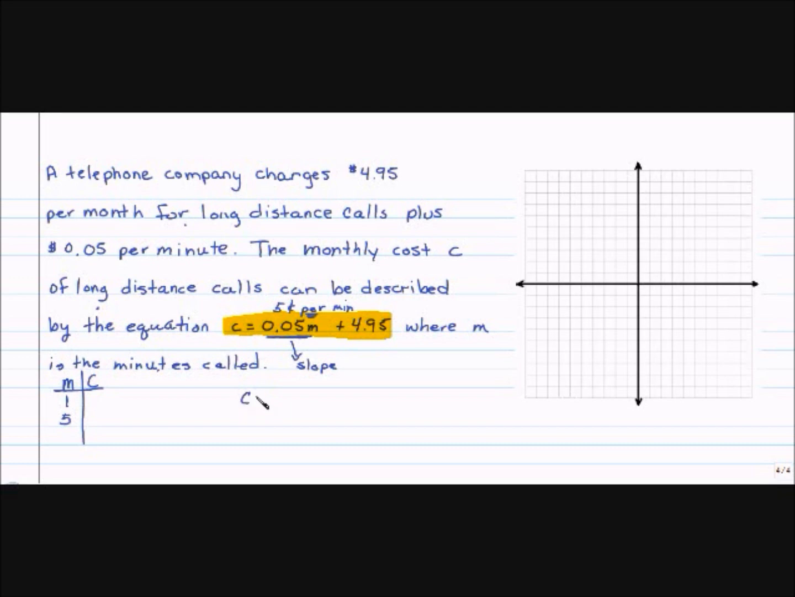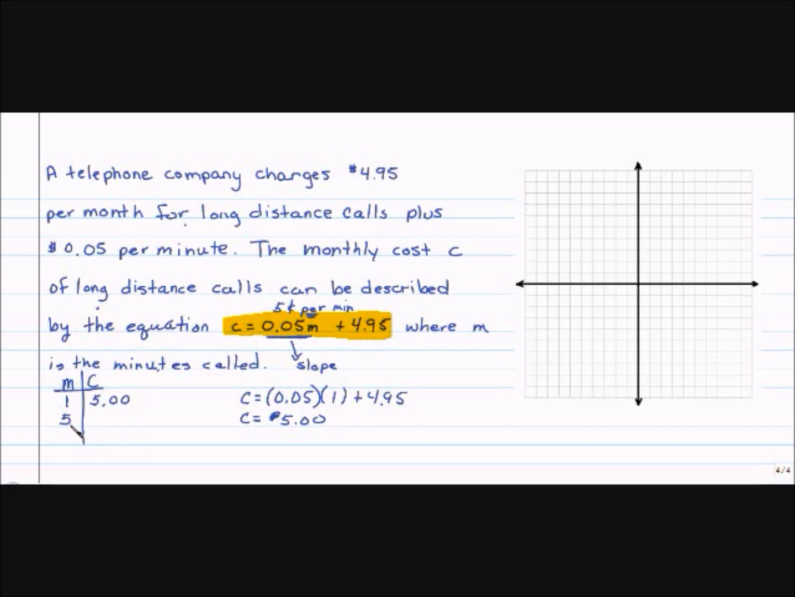So if I had C equals 0.05, that's how we represent 5 cents, times 1 plus $4.95, C would equal 5 cents times 1 is 5 cents. And if I add 5 cents to $4.95, I'm going to end up with $5. So the cost of my monthly phone bill would be $5.